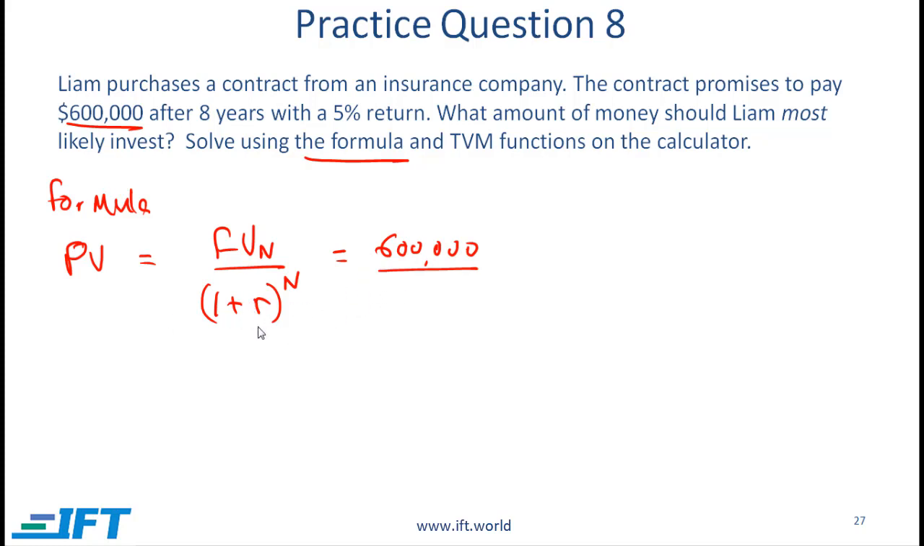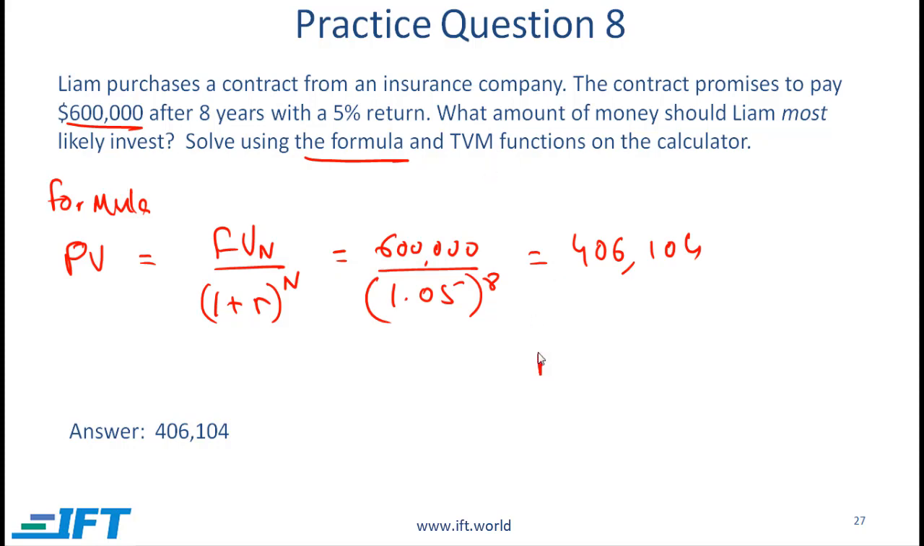The interest rate is 5%, so we put 1 plus 0.05, which is 1.05, raised to the power of the number of periods, which is 8, and that should give you the answer, which is 406,104. Using the time value of money function on the calculator, what you simply do is the following.